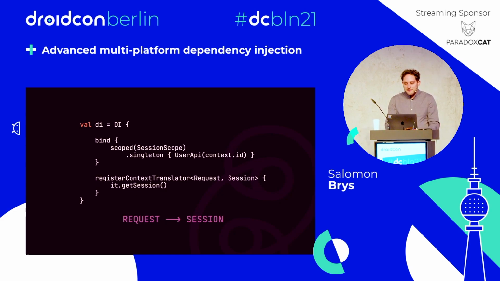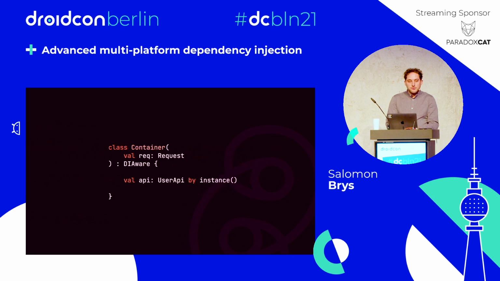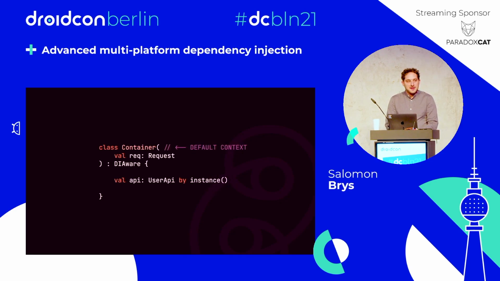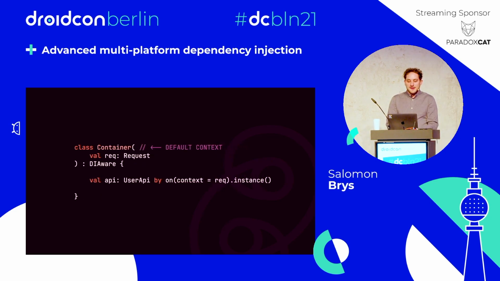So now that you've bound it, how do you retrieve it? Well, when you're using a DI-aware class, there is a default context, and that is the class itself. The class itself is the context. So maybe you registered a context translator that can translate a container to a request, in which case you're done. Maybe you didn't, and you need to define the context explicitly, and you do that by using the onContext syntax.